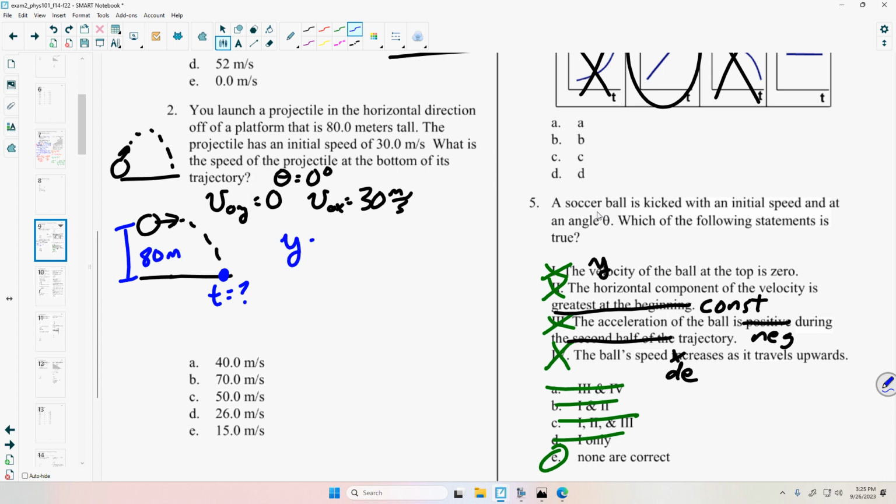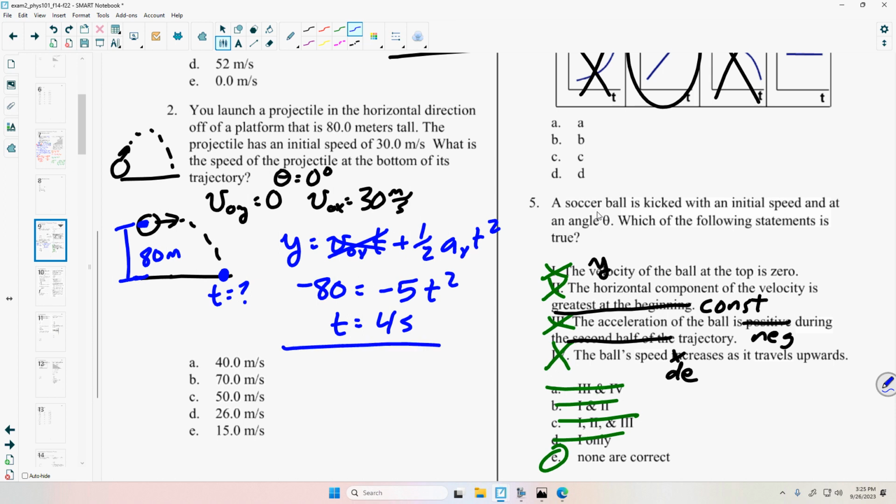And I say y is equal to v naught y times t plus 1/2 a_y t squared. This term goes away because v naught y is equal to 0. Y is equal to negative 80. Remember why that is, that it starts at 0 up here and then it goes down. So negative 80 is equal to negative 5 t squared. And so t is equal to 4 seconds. I think we've done this one. Anyway, so t is equal to 4 seconds.